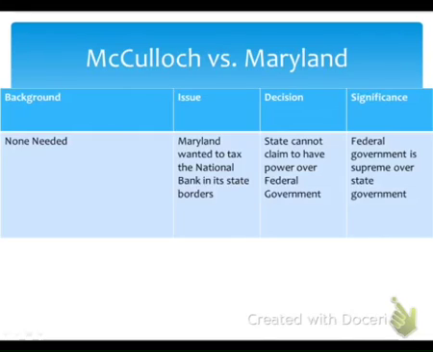The next court case is McCulloch versus Maryland. This is a little bit later on. Maryland wanted to tax the national bank that's inside the state borders. They decided that since the national bank is taking up their land, they should have the right to tax them. Well, the United States government runs the national bank, and so they refused that. The decision was that a state cannot claim to have power over the federal government. And so the significance: the federal government is supreme over the state government. So always remember, federal over state. That was the whole key to this case.